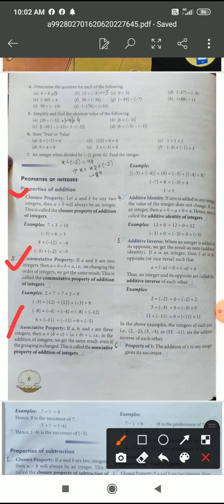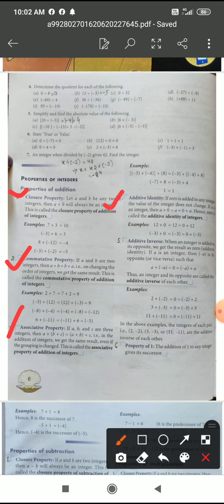Then number 3, associative property. If a, b and c are 3 integers, then a plus (b plus c) equal to (a plus b) plus c. That is, in an addition of integers, we get the same result even if the grouping is changed. This is known as associative property of addition of integers.